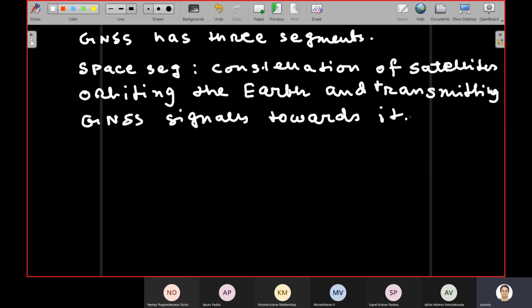Now in this class we cannot discuss all the different GNSS systems because although there are some common aspects, individual designs are different. So it's not possible to cover different systems. We will concentrate mainly on GPS and IRNSS in this class. We'll learn more about the space segment of GPS and IRNSS.